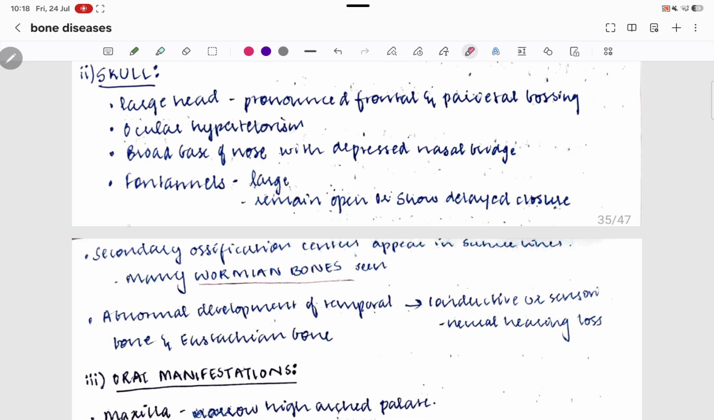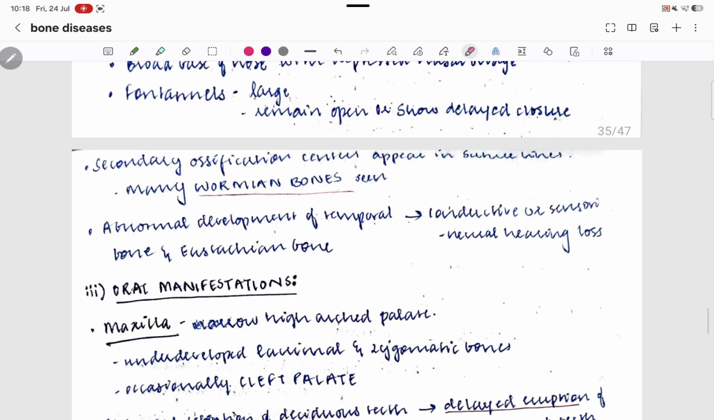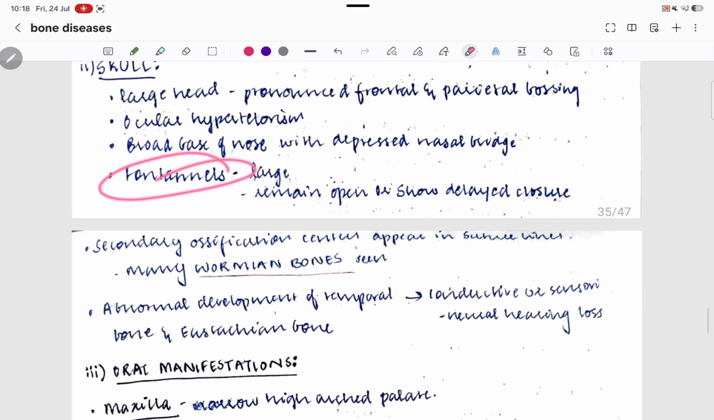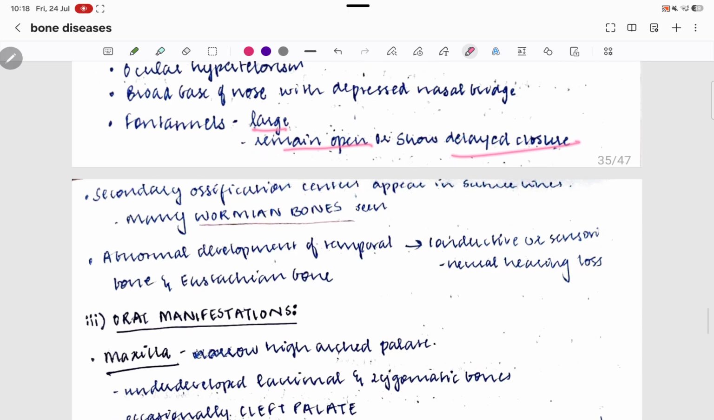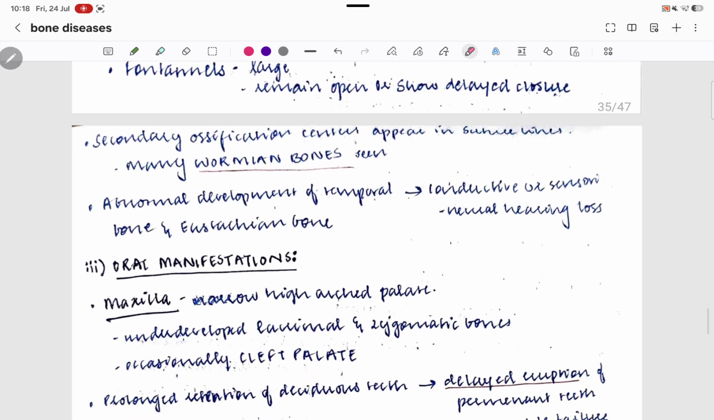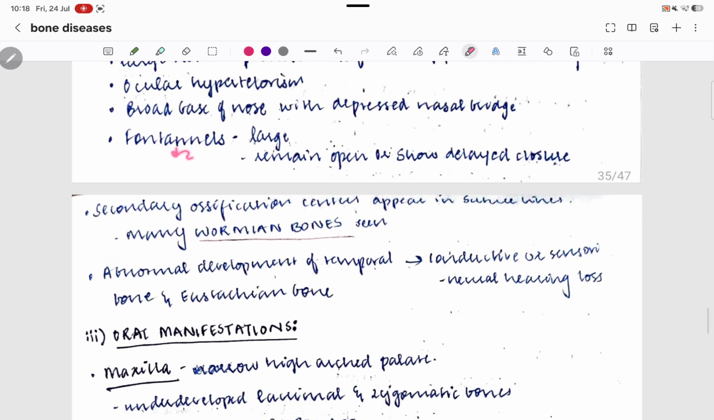Depressed nasal bridge. Then the fontanelles are large and remain open or show delayed closure. Fontanelles are usually present in children, and you have to know what fontanelles are to understand this. They are large and they remain open or show delayed closures.